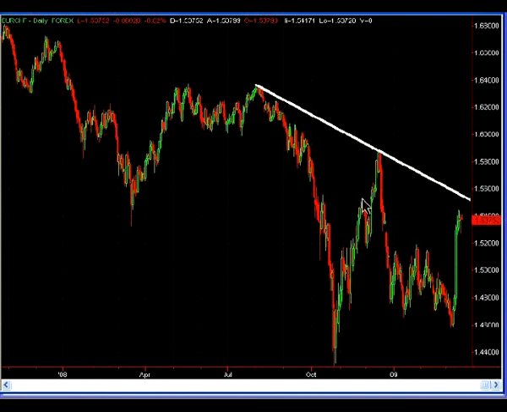The last chart is the Euro Swiss, and not much has changed here either. Still just waiting for prices to come up and test this resistance line. Again, this is the daily chart. All charts tonight have been the daily chart except the Euro Pound, which is the first chart we went over.